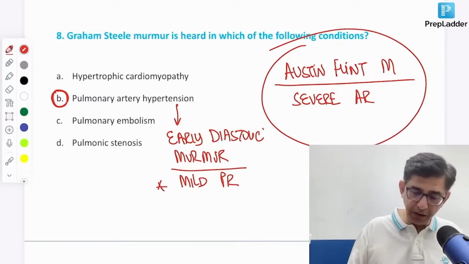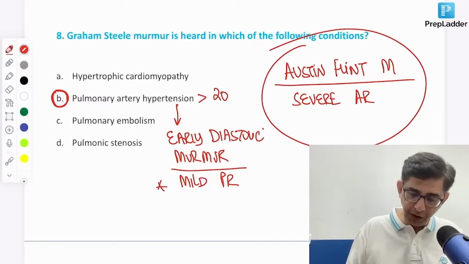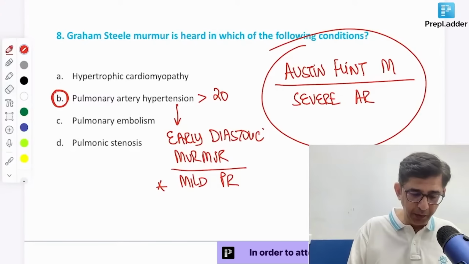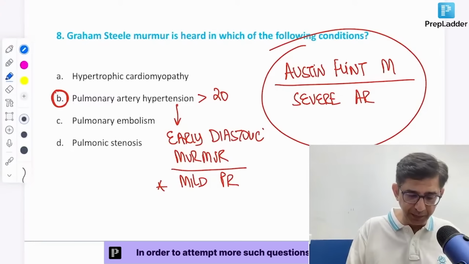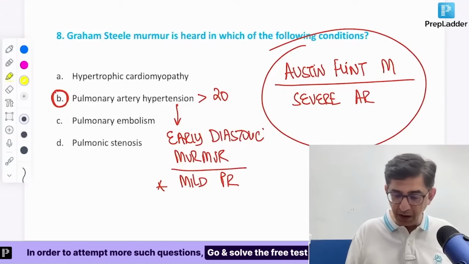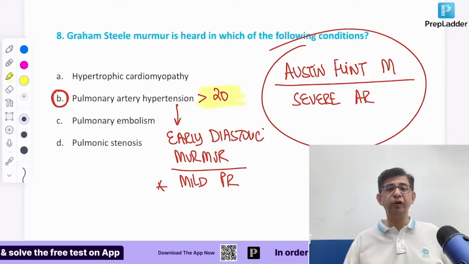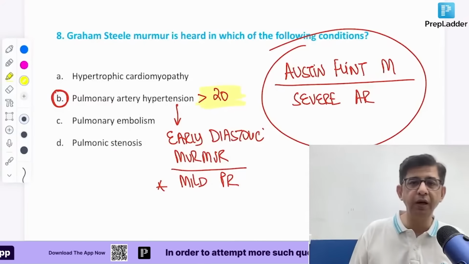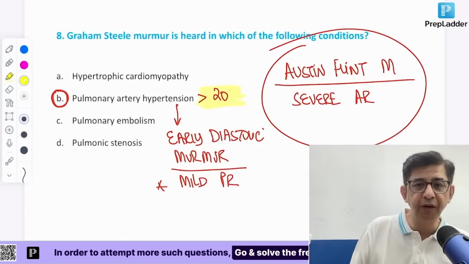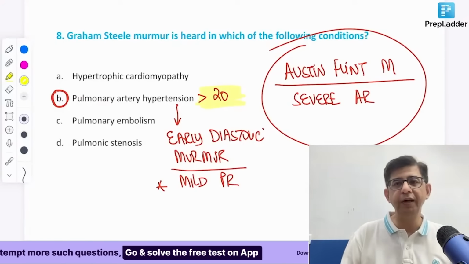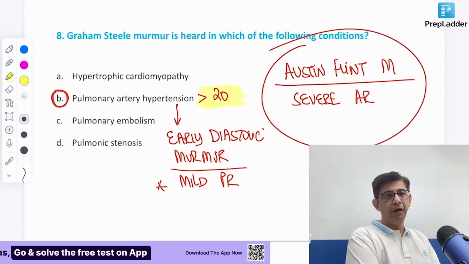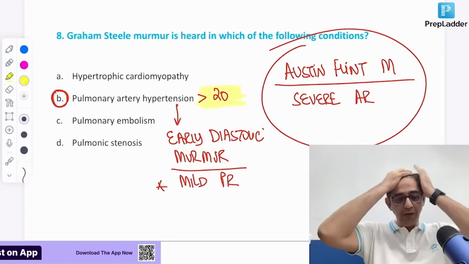Yes, I think the updated guidelines are pressure more than 20 millimeters of mercury. Do remember this fact. Don't answer 25. In the current guidelines, pulmonary artery hypertension is defined as a value more than 20, not 25. The update is that it's not 25; the updated value is more than 20 millimeters of mercury. The answer to question number 8 is option number B.